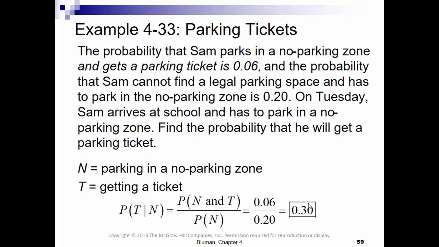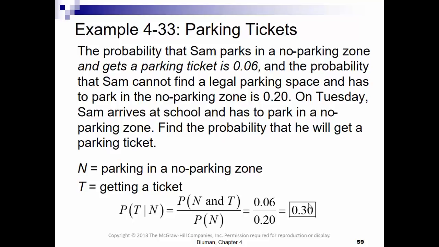Okay, now another example. The probability that Sam parks in a no parking zone and gets a parking ticket is 0.06. And the probability that Sam cannot find a legal parking space and has to park in the no parking zone is 0.2. On Tuesday, Sam arrives at school and has to park in a no parking zone. Find the probability that he will get a parking ticket. So we have to figure out what's what.